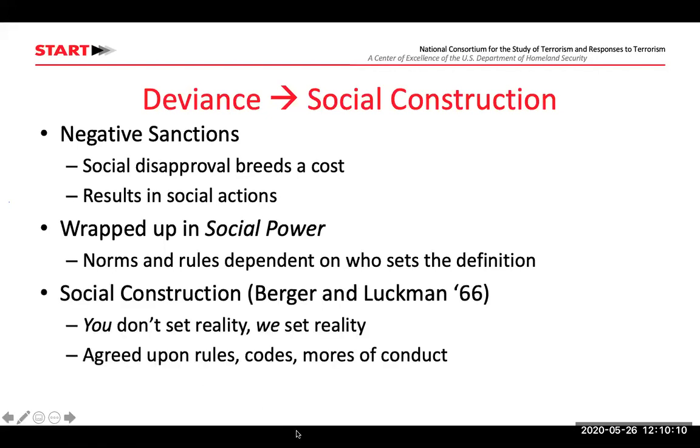So Berger and Luckmann back in 1966 give us the idea of social construction. And basically, in a nutshell, what that means is that you don't set reality. Each individual does not set their own reality. We all set reality. We all construct it together. And out of this construction, we agree upon rules and codes, mores of conduct. And so this is really what we're doing in our daily lives. We have built up a legitimate reality. And in that reality, we all adhere to the same general principles and ideas. And when we don't, we are punished for those.